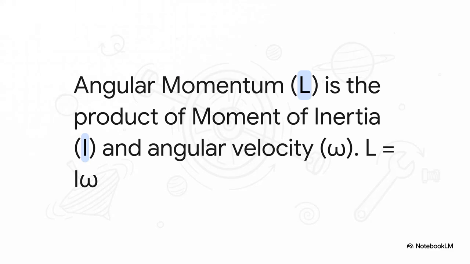The formula for it looks like this. L equals I times omega. So that means the angular momentum, L, is just the product of the moment of inertia, I, its resistance to spin, and its angular velocity, omega, which is just a fancy way of saying how fast it's spinning.